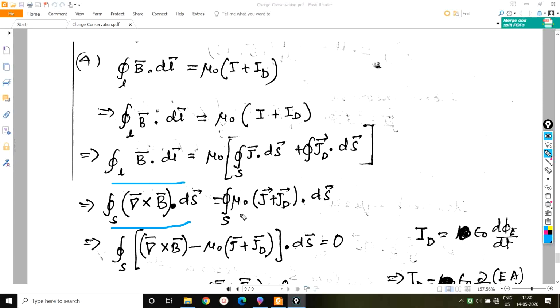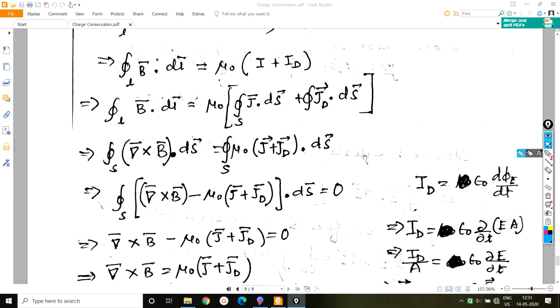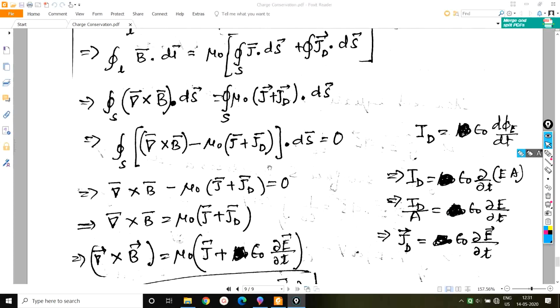What is done on the right hand side? On the right hand side, it is merged together, with a single dot ds. Thereafter we transposed this to the left hand side and we made surface integration of curl of B minus mu0 times j plus jd dot ds equals 0. We have a dot here, you have to remember it. Next, we can write curl of B minus mu0 times j plus jd equals 0.